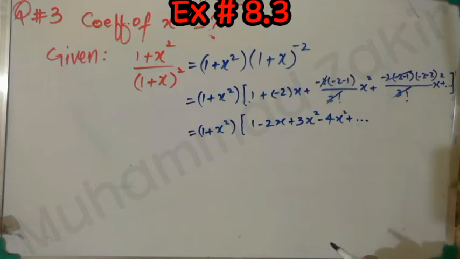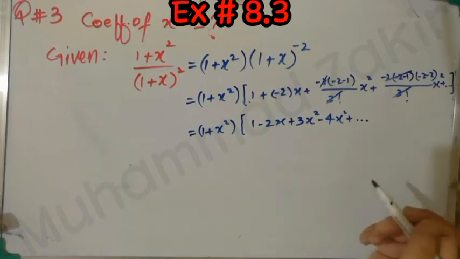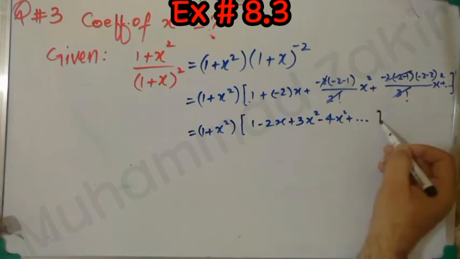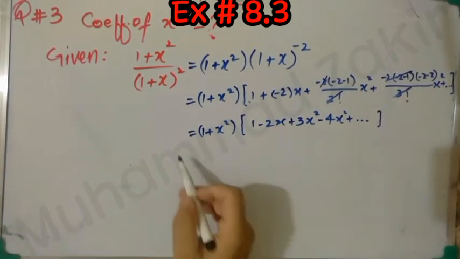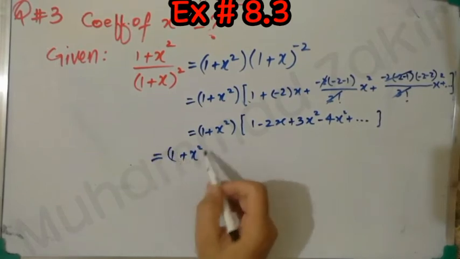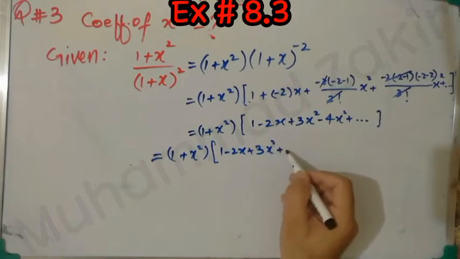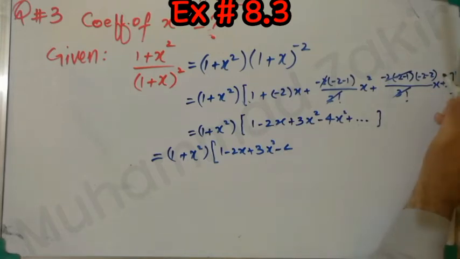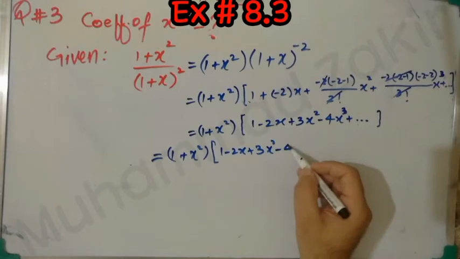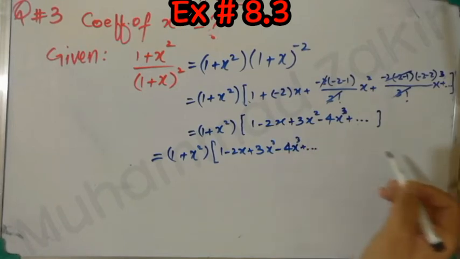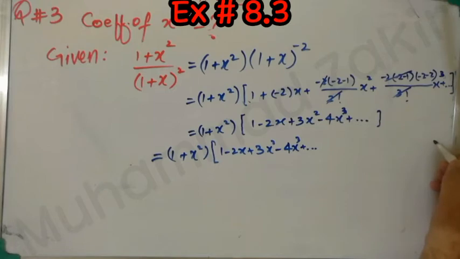Dear student, we would like to write the general term of this. How can we write the general term? If we want to write the nth term, what is it? Up to so on, I write it in this form. Then I will write 1 plus x square, times 1 minus 2x plus 3x square minus 4x cube, and so on. I want to write the x power n term, x power n, plus up to so on.